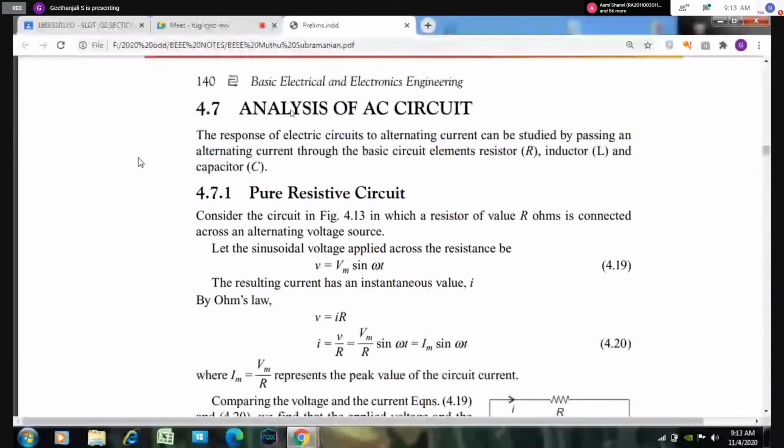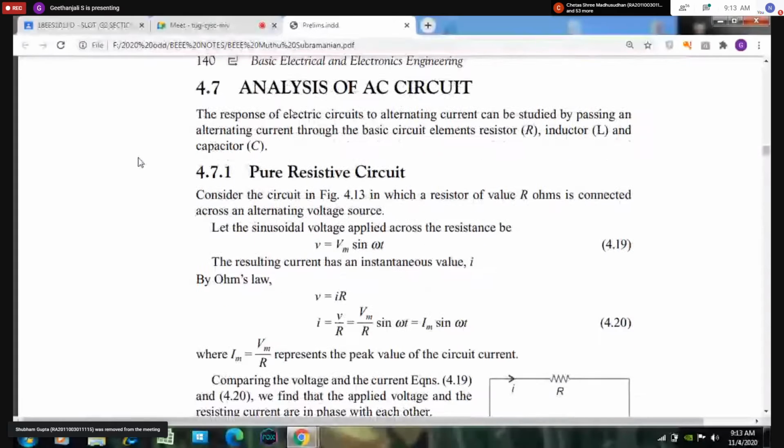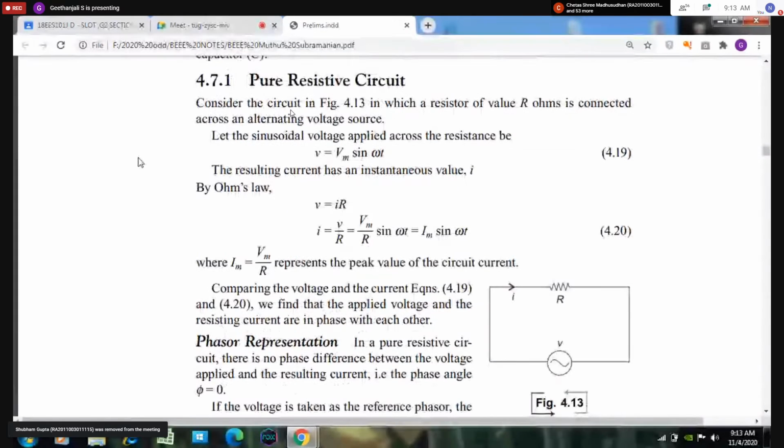That means the response of the electric circuit to an alternating current AC supply. Alternating current can be studied by passing an alternating current through the basic circuit elements. The basic circuit elements are R, that is resistor, inductor L, and capacitor C. So first we will see the pure resistive circuit. These are all very basic things.